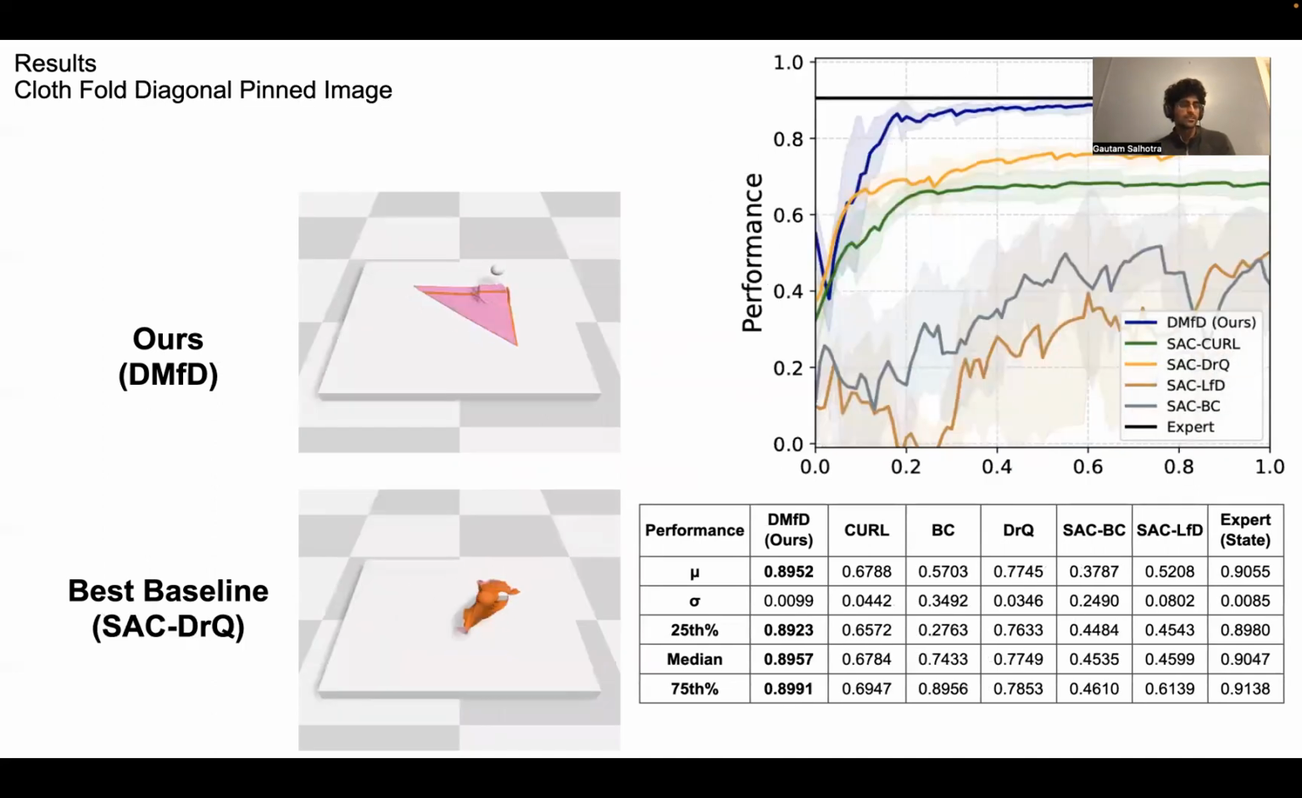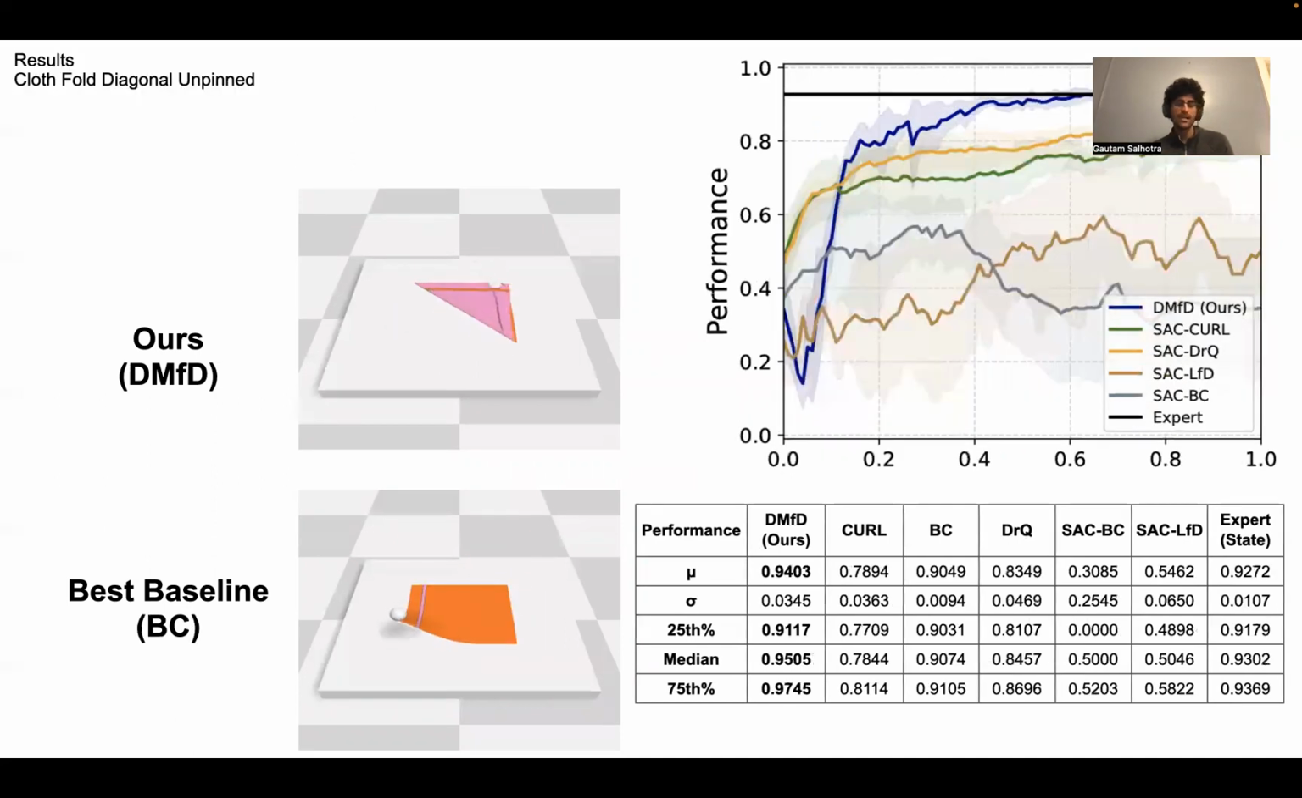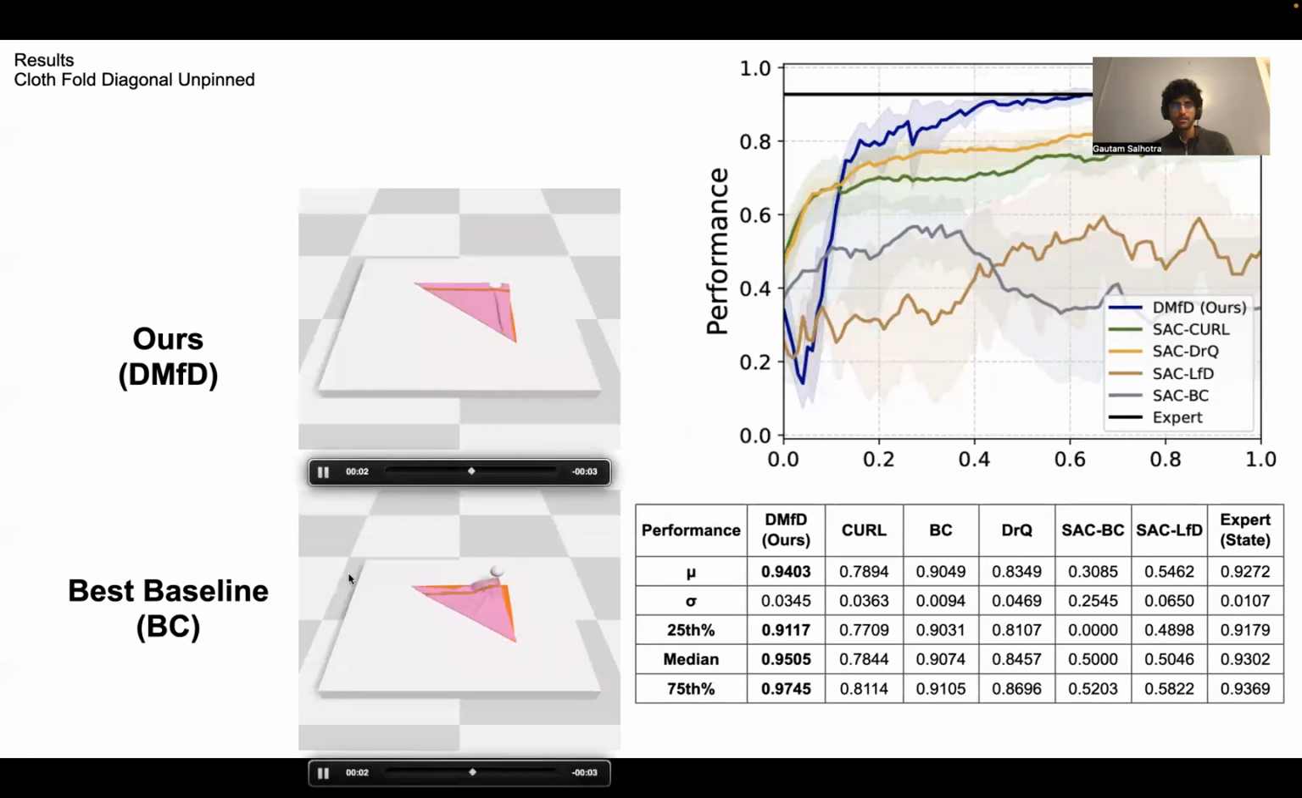Our new environments are the cloth fold diagonal task that requires the agent to fold a square cloth along a diagonal with only 1 end effector. In the pinned corner version, we successfully fold the cloth almost completely over itself, whereas the best baseline struggles with the task. In the unpinned corner version, we have similar success. We can see that while the best baseline is able to fold the cloth, it's not able to finish the motion.